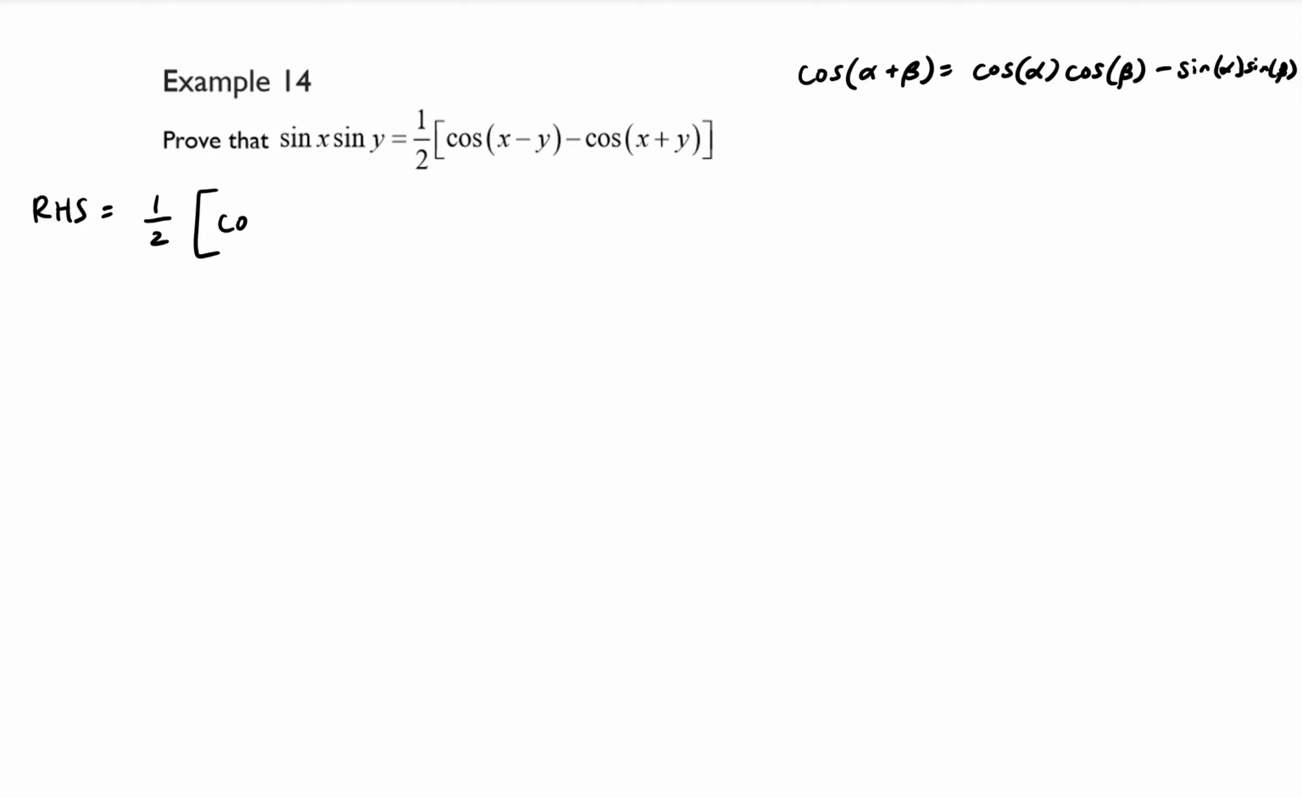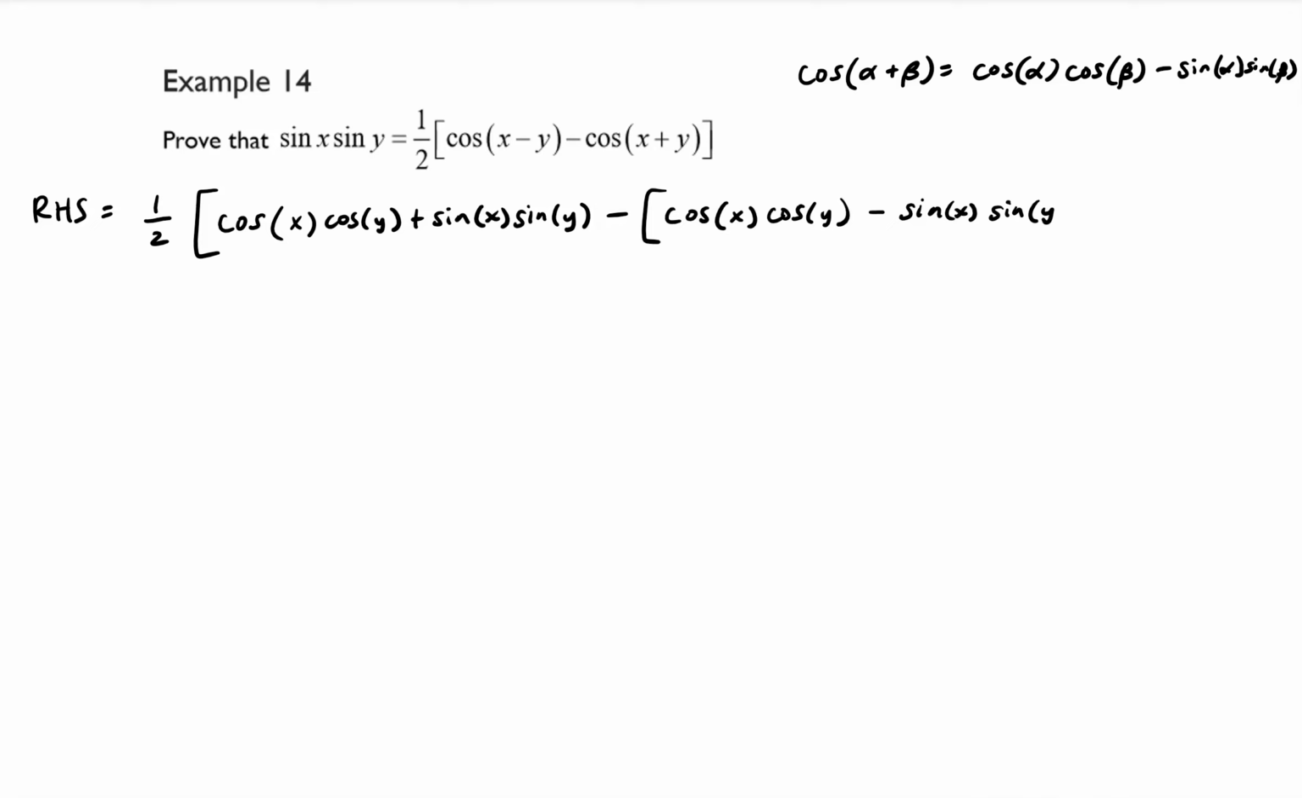1/2 times the quantity cosine of x cosine of y plus sine of x times sine of y, minus cosine of x cosine of y minus sine of x sine of y. Okay, so now let's go ahead and distribute that negative sign in here.